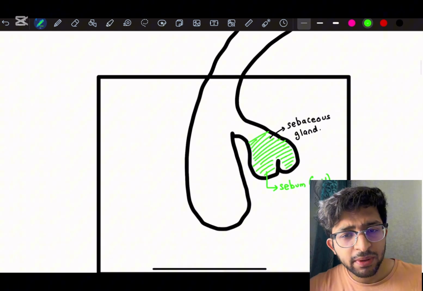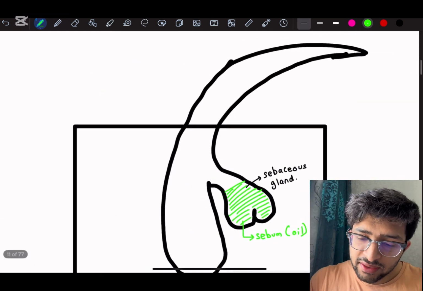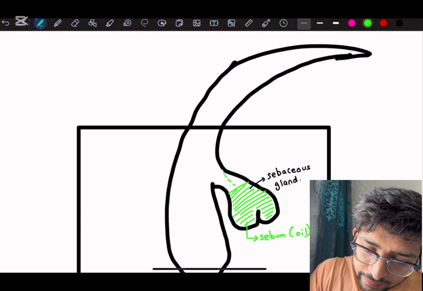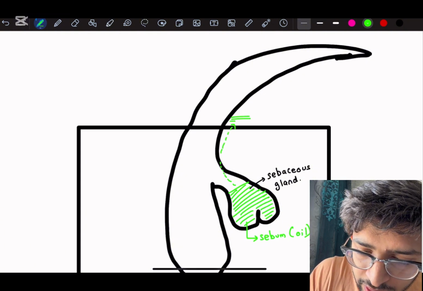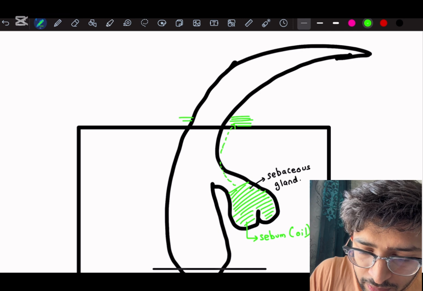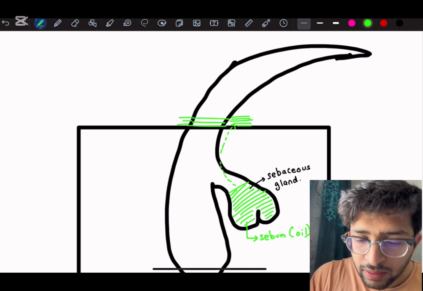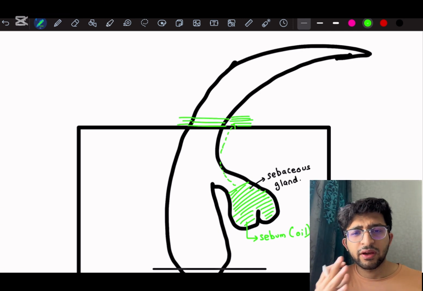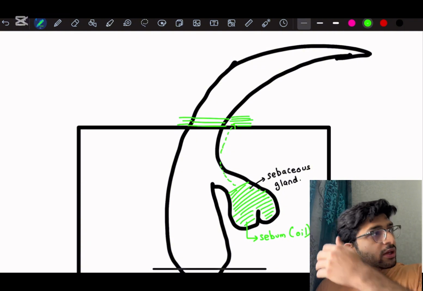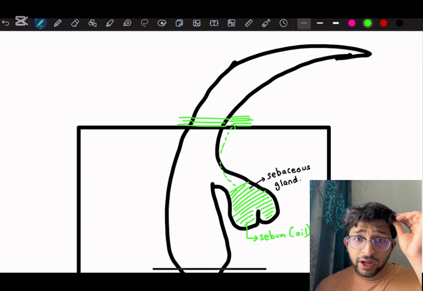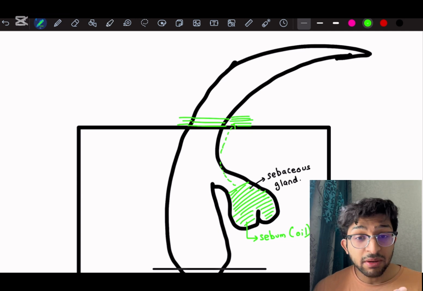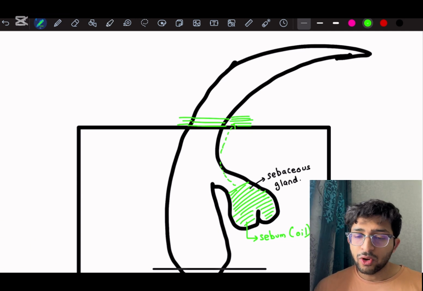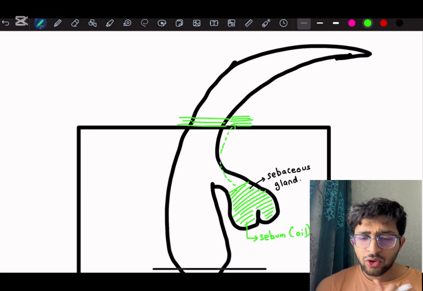Now ideally what happens is, this oil is going out of the skin and it is present over here. It goes outside of our hair follicle. For example, even if we do exercise, you might feel that your hair gets slightly wet. That is the oil, sebum, which is present over here. Okay, so this is a normal amount.